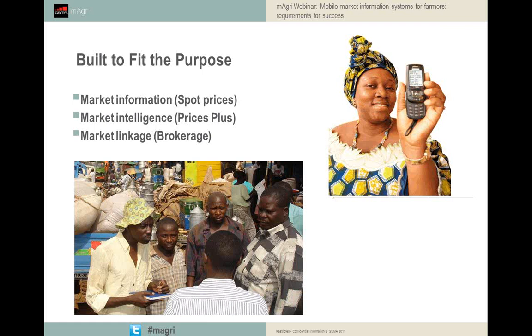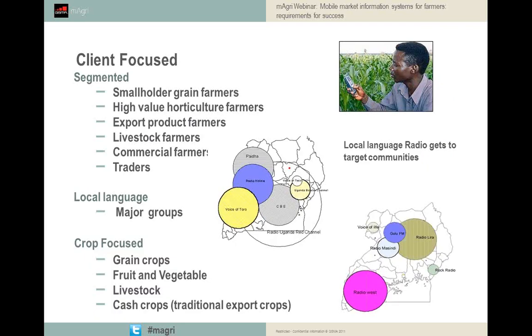So if you want to think about this in terms of numbers, I would say that things like market information, you can probably get to 80 or 90% of the farming community and it's understood. When it comes to market intelligence, you're probably looking at the top 5 or 2% of farmers. And when it comes to market brokerage, probably less than 0.1 or 2%. So those are the types of numbers of people that you're getting to with these different types of services. Next slide.